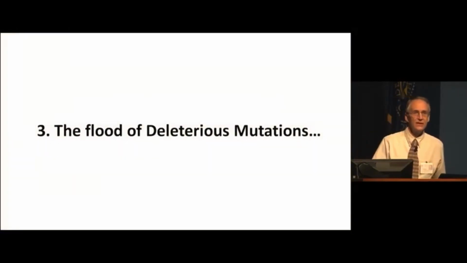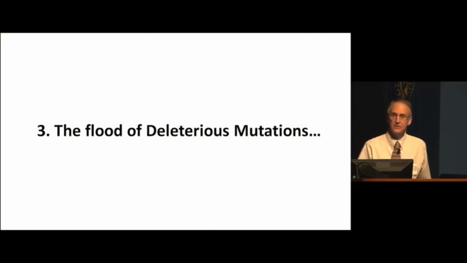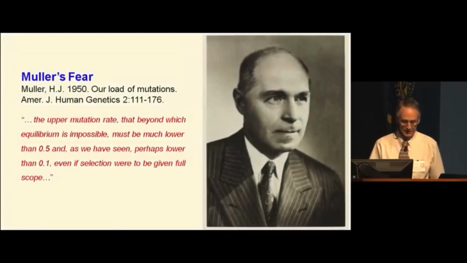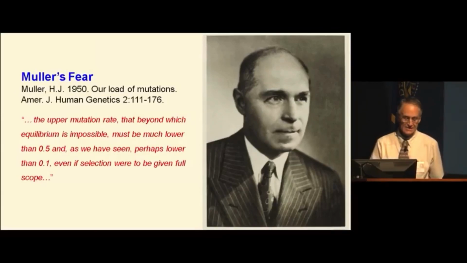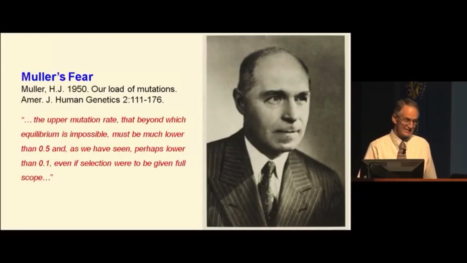Thirdly is the issue of the flood of deleterious mutations pouring into the human population. If the mutation rate is too high, natural selection cannot remove the mutations as fast as they arise. So again, coming back to Muller, the Nobel laureate. In 1950 he wrote the paper, Our Load of Mutations. And here's what he says. It's surprising what he says. Actually, his whole paper is surprising.